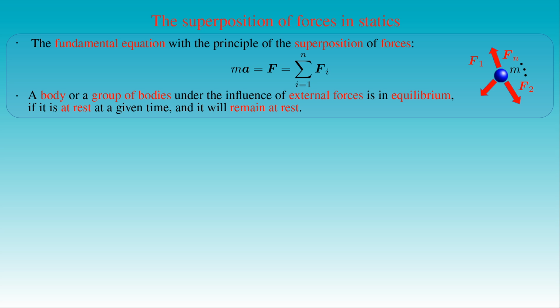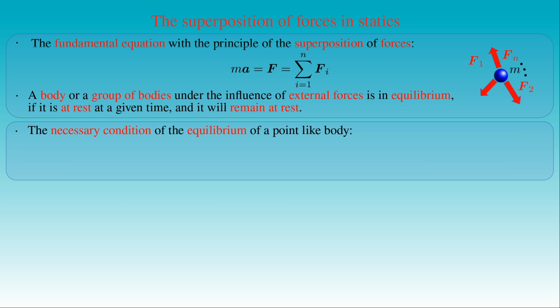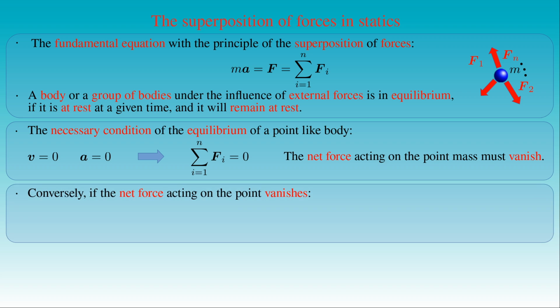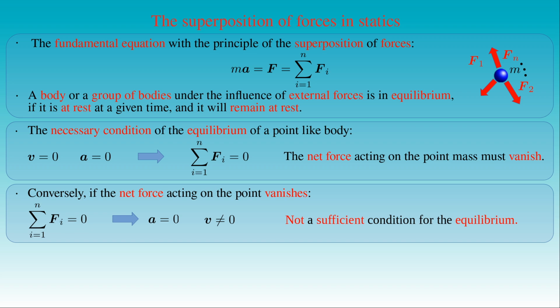By virtue of the fundamental equation, the necessary condition of the equilibrium of a point-like body is that both its velocity v and acceleration a vanish, that is, the net force acting on the body is zero. Since the net force is given by the vector sum of all the forces acting on the body, that sum must vanish. Conversely, if the vector sum of the forces, that is the net force acting on the body, vanishes, then the acceleration of the body is zero. However, this is not a sufficient condition to ensure the state of rest, since the vanishing acceleration of the body can allow the body to have a constant velocity, which holds for uniform rectilinear motion.